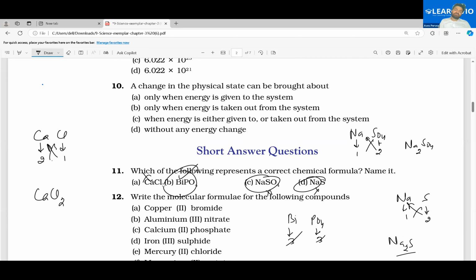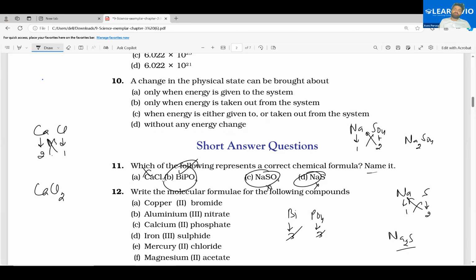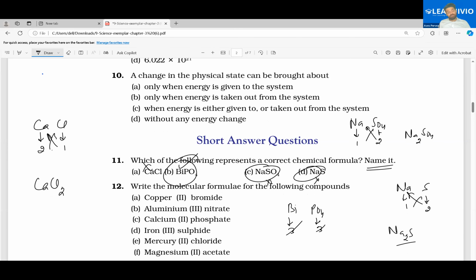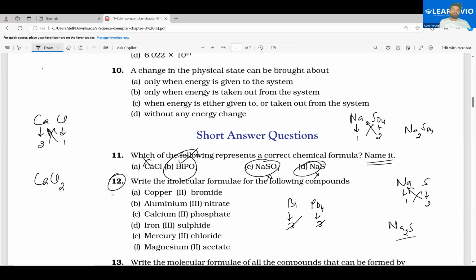So which of the following represents the correct chemical formula and name? It is bismuth phosphate. Okay. Do question number 12. Write down the formula of all these compounds. Try to write down the formula of all these compounds fast.